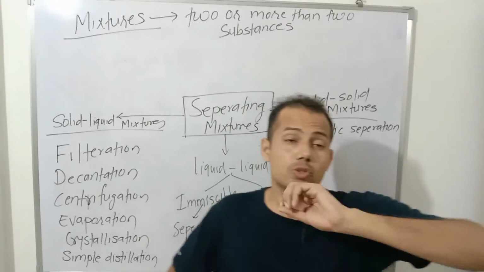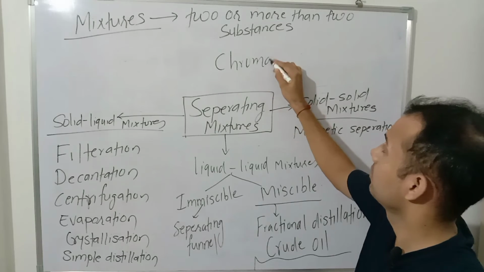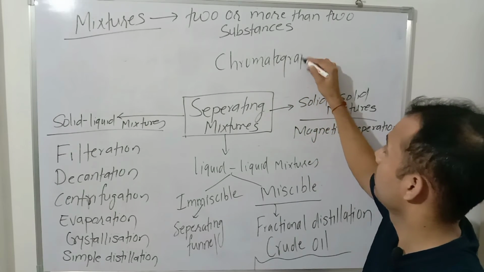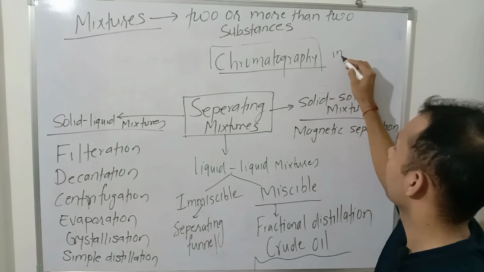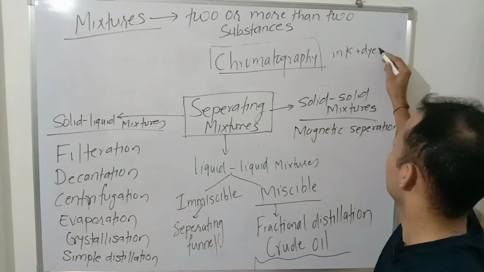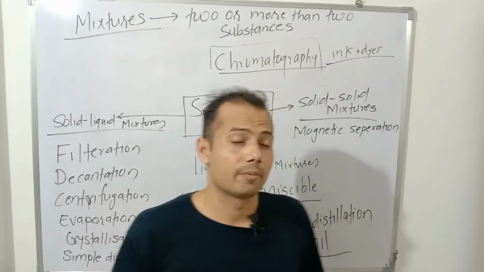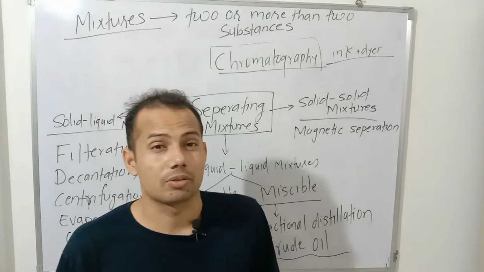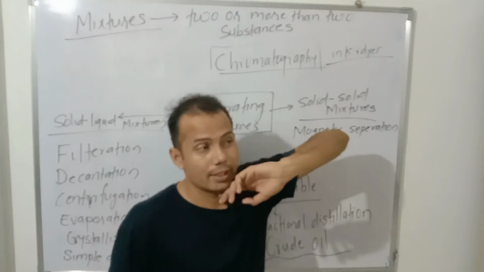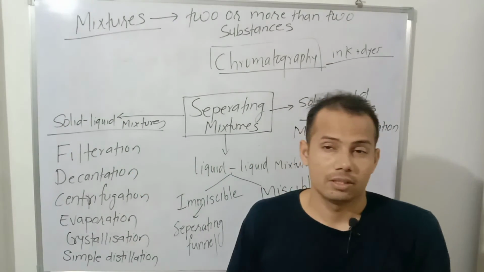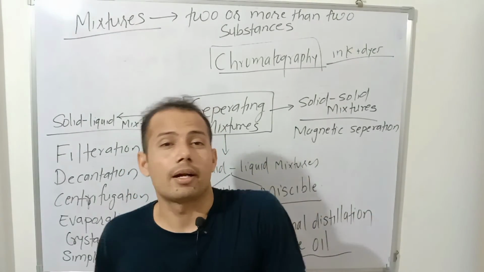One more I would like to talk about, a very important one called chromatography. For example, in the case of ink and dye, if there are two or more solids mixed together, how do you separate or identify them? In that case, you can use a suitable solvent.